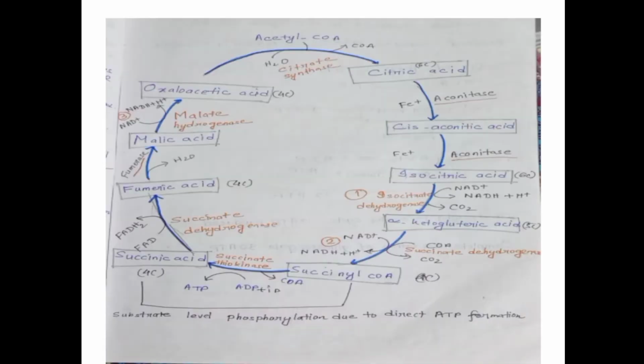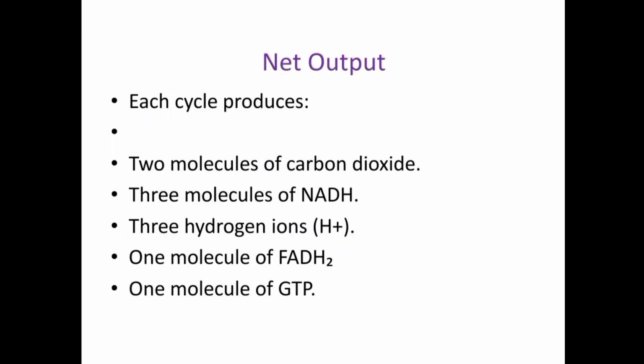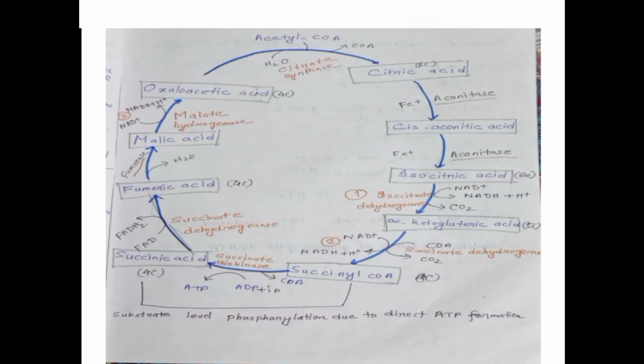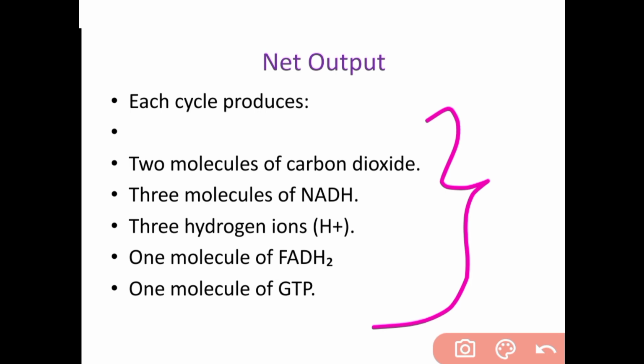and 1 molecule of GTP. Here 1 molecule of GTP, similar to ATP. This is the whole output of the Krebs cycle.